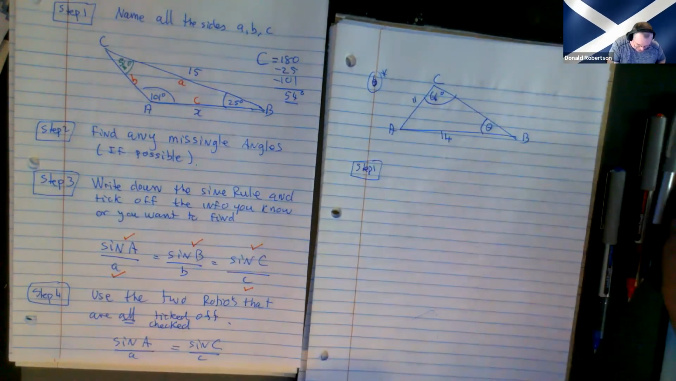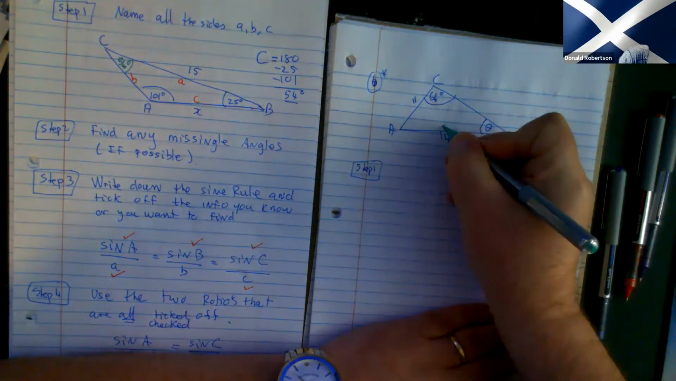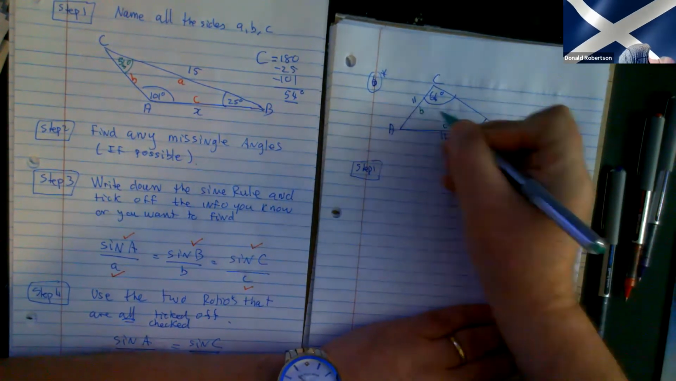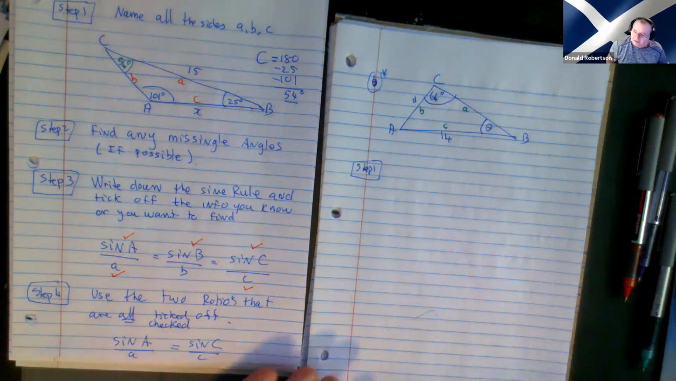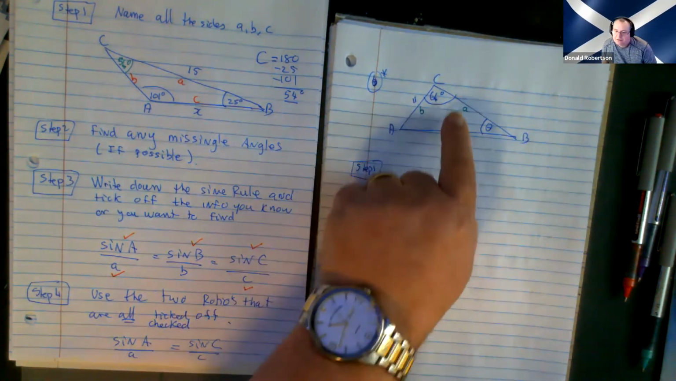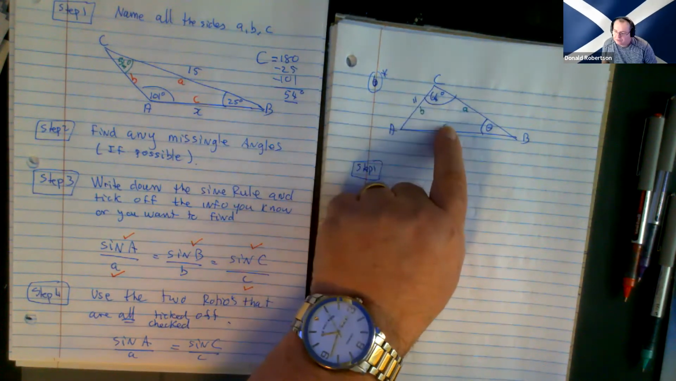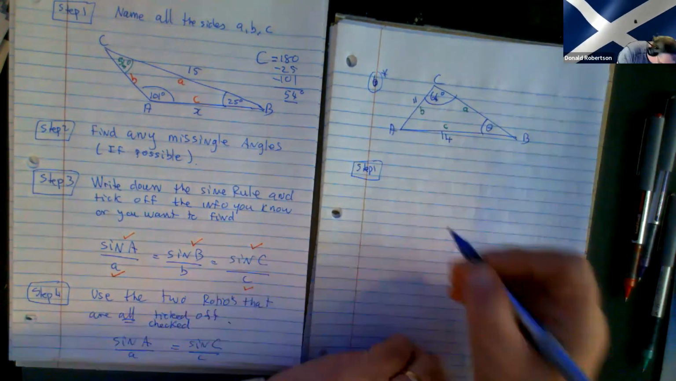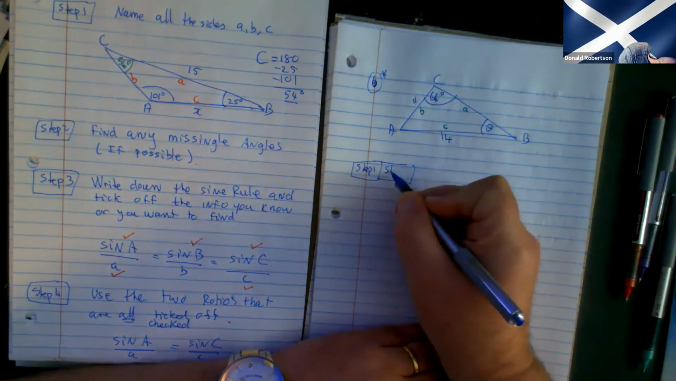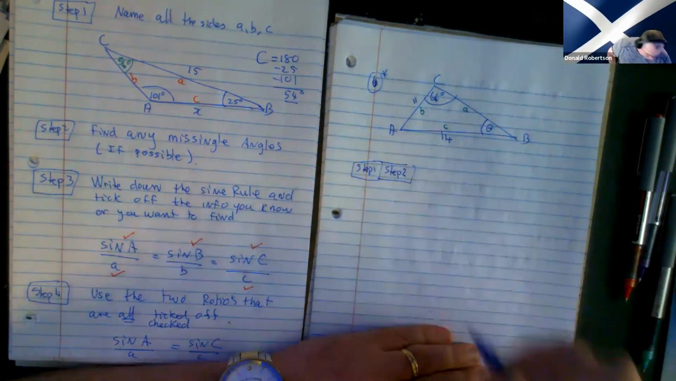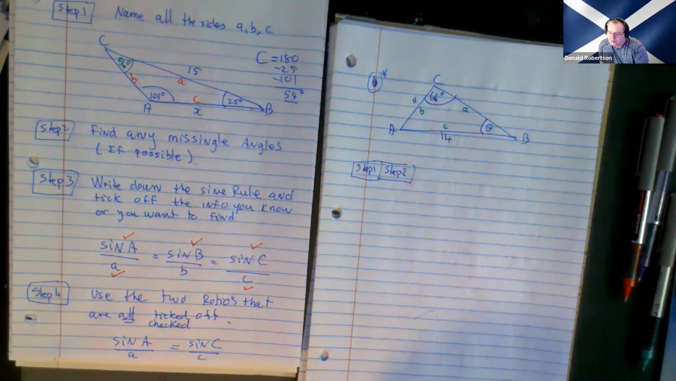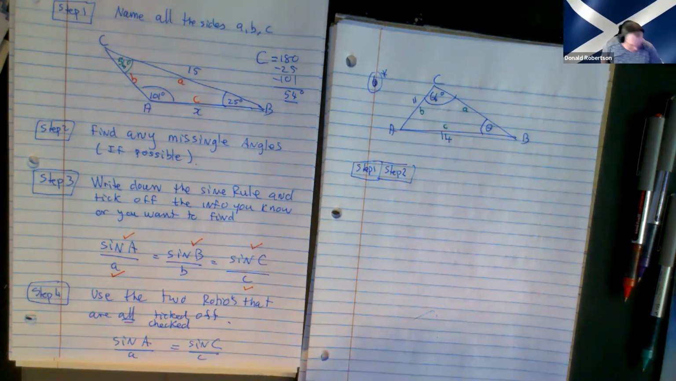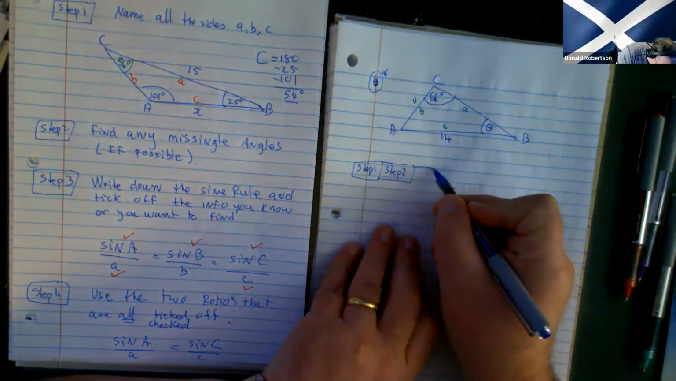Step 1 is name all the sides. Well, that's little c, that's little b, and that's little a. You comfortable with that, right? Little a, little b, little c. So far, so good. Step 2 would be find any missing angles if possible. Would you agree right now, I can't find any other angles, right? There's just not enough information. So step 2 was a dud, right? Couldn't do anything. Now we move on to step 3.